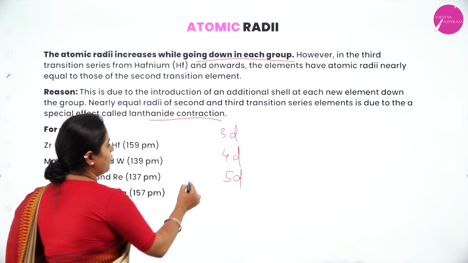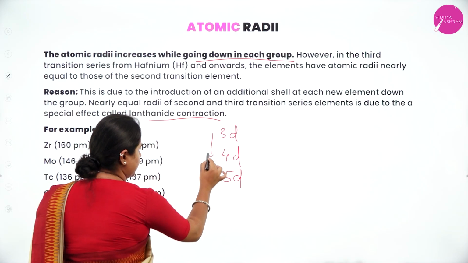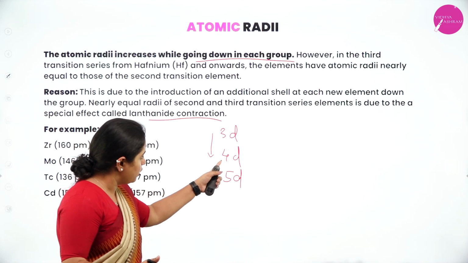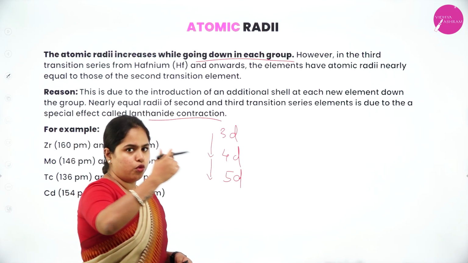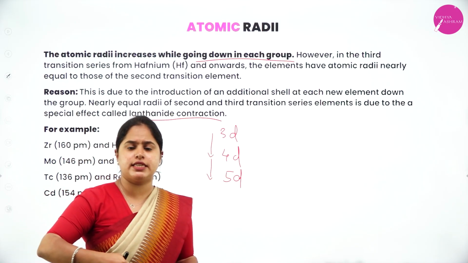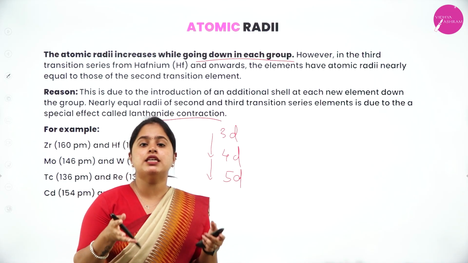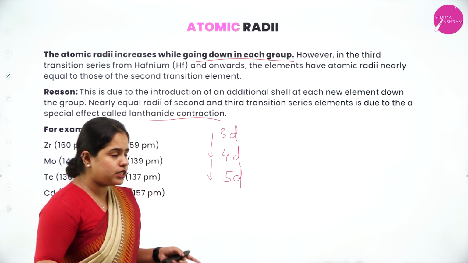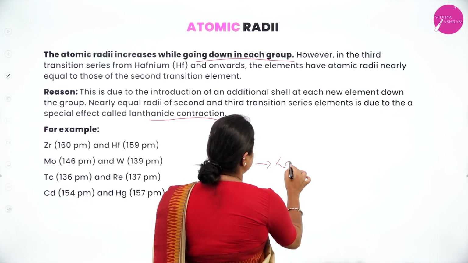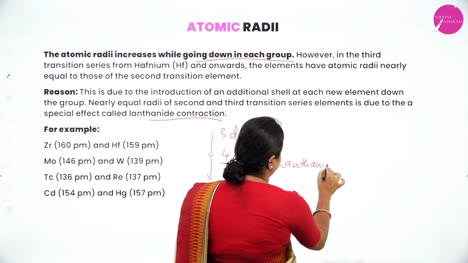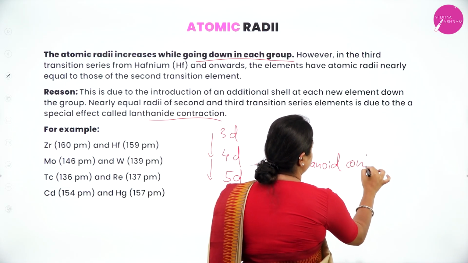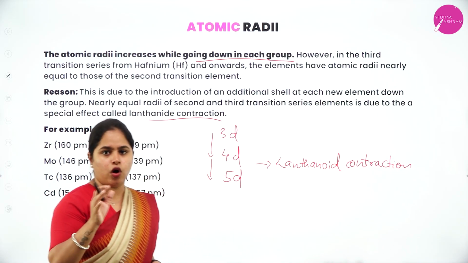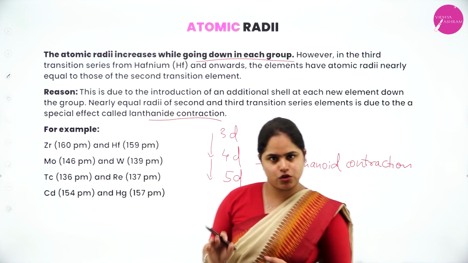So what happens here is, when we are moving from 3d to 4d series down the group, of course, the size will increase. But when you are moving from 4d to 5d series down the group, the size won't change much. The atomic radii will be almost equal. That is because of a special effect which is called lanthanoid contraction. Because of that, the 4d as well as 5d series will almost have similar atomic radii. So I hope that is clear.